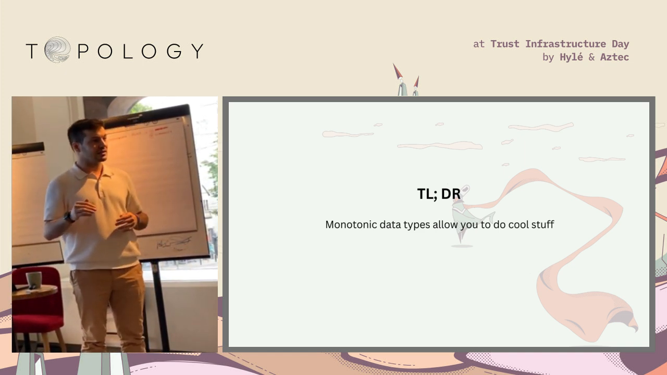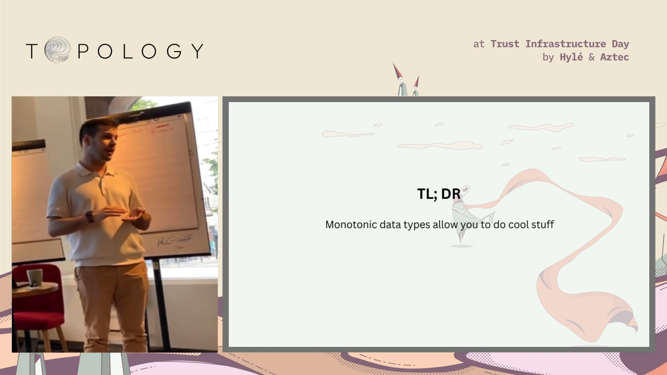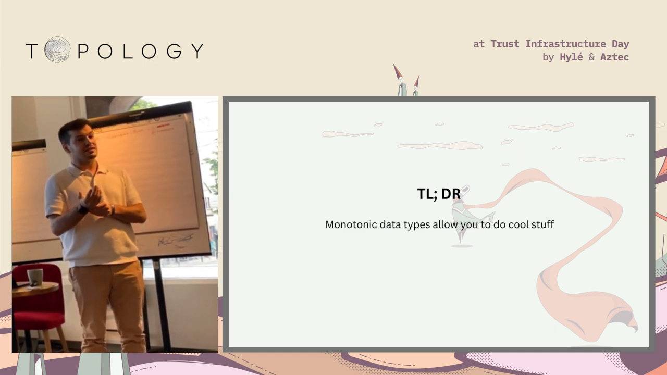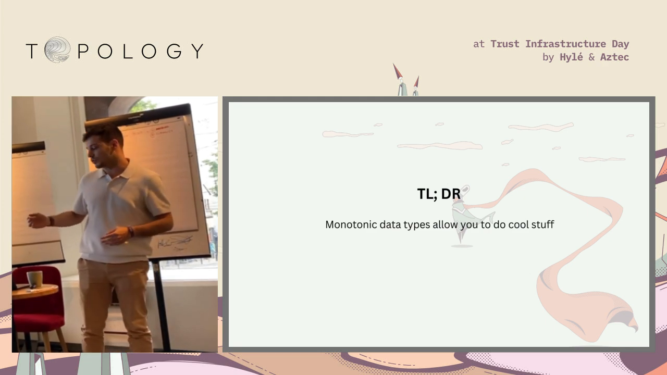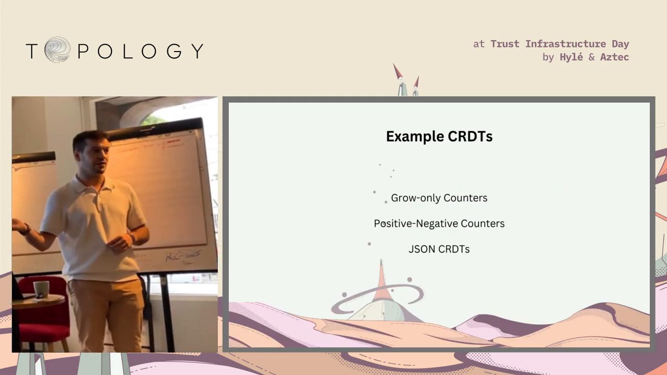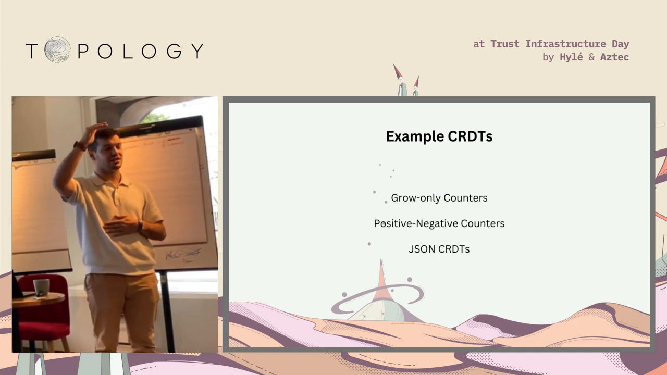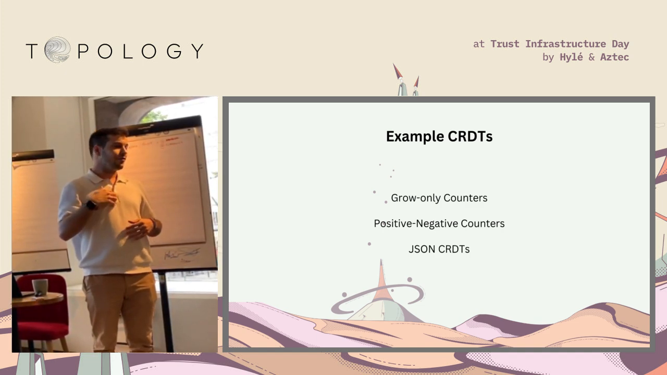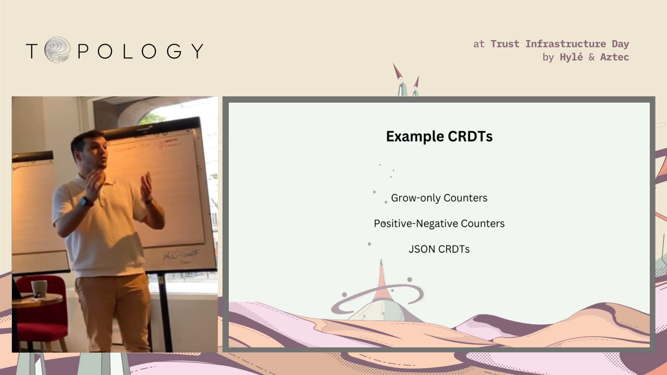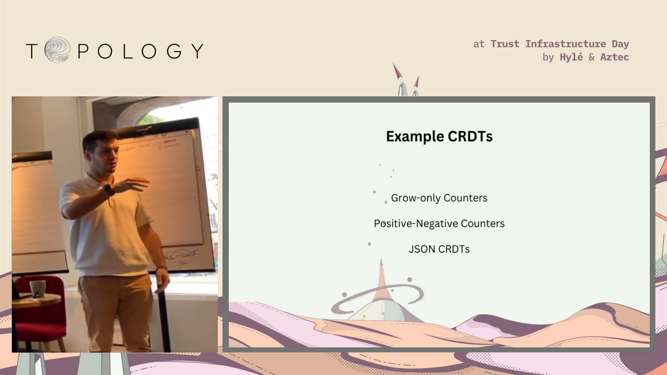And how this works is a bit trickier than it seems, because there's a bit of magic here: the types that we are defining are actually monotonic types, so they can only increase. We have lots of examples of CRDTs. The easy ones are grow-only counters and positive-negative counters. Grow-only counters just grow in size. So if I'm incrementing my counter, I for sure know that my counter is always going to be the biggest value on the network.